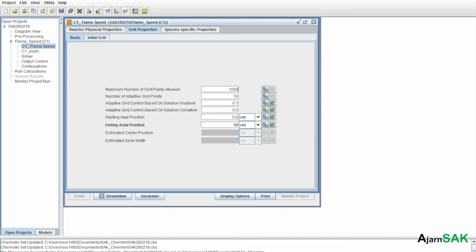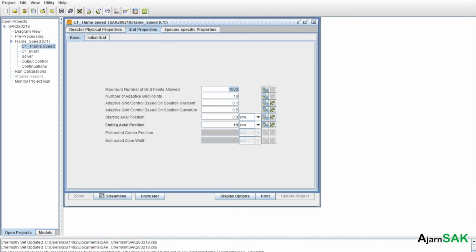So you know how the 1,000 works: the reactor is divided into 1,000 nodes. At each node, at each grid point, it solves all the reactions to estimate the species concentrations, laminar flame speed, and all. Okay, that's done. This is the start point.